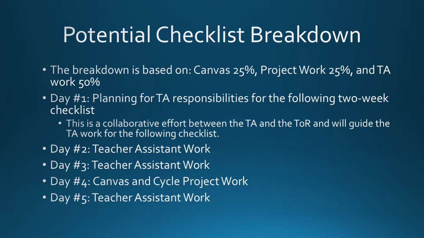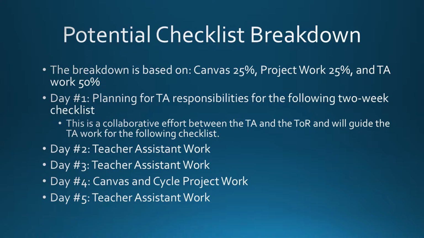And so here's a further detailed breakdown of the checklist. And this is a potential checklist breakdown. Again, this is really dependent on your teacher of record. The part that's not dependent on the teacher of record is the percent breakdown. So every student, regardless of who your teacher of record is, will have 25% Canvas work, 25% of this course will be dedicated to cycle project work, and then your teacher assistant work will be 50% of this course. So the bulk of this course is teacher assistant work with supplementary Canvas and cycle project work that are leadership specific.